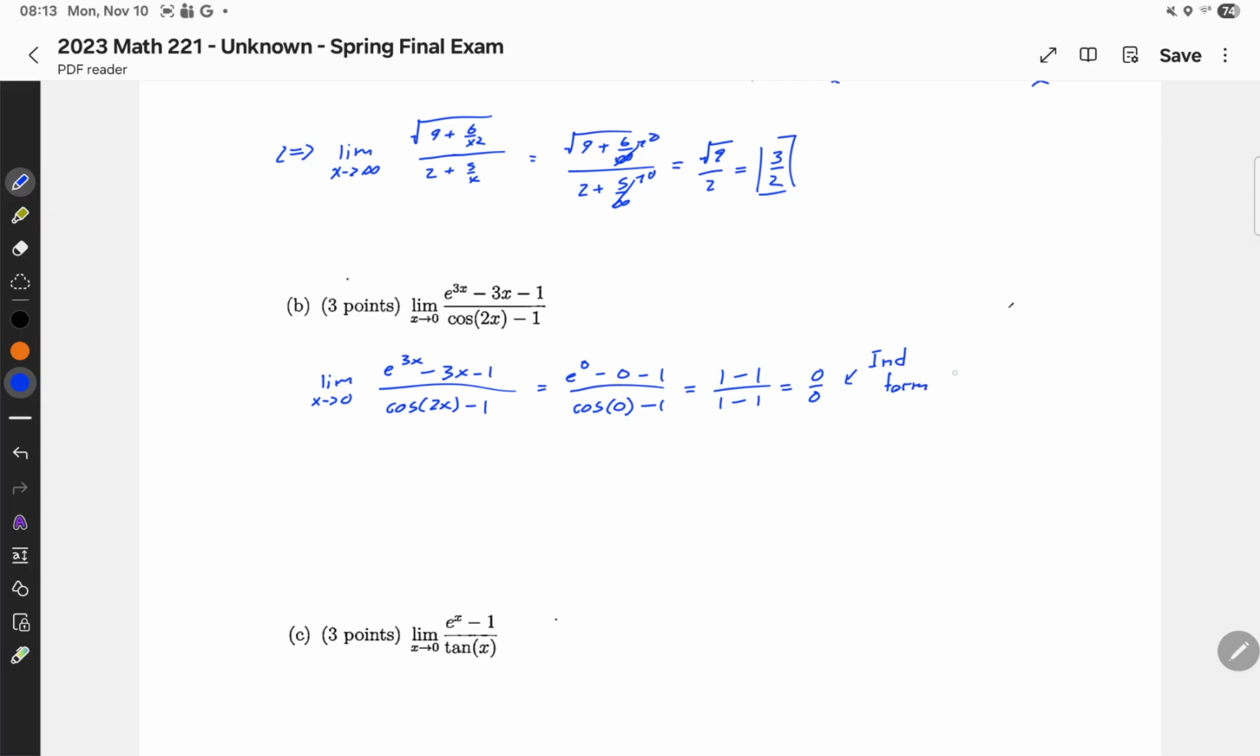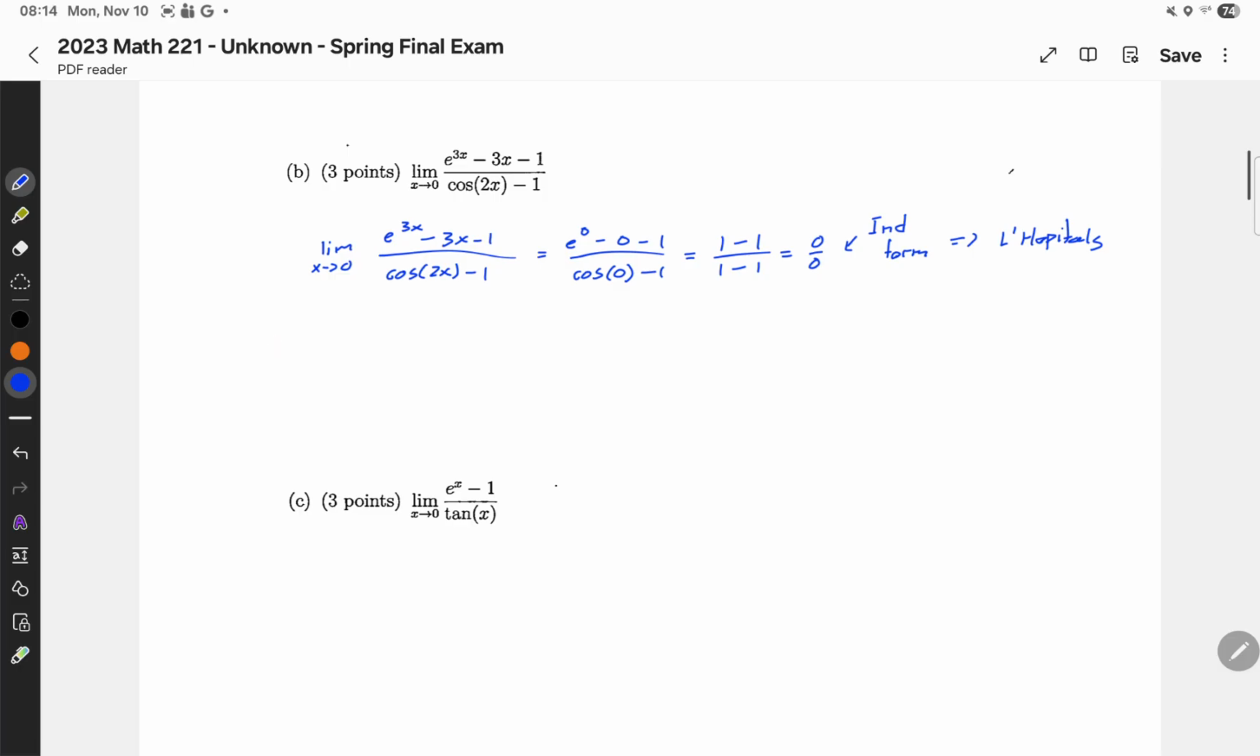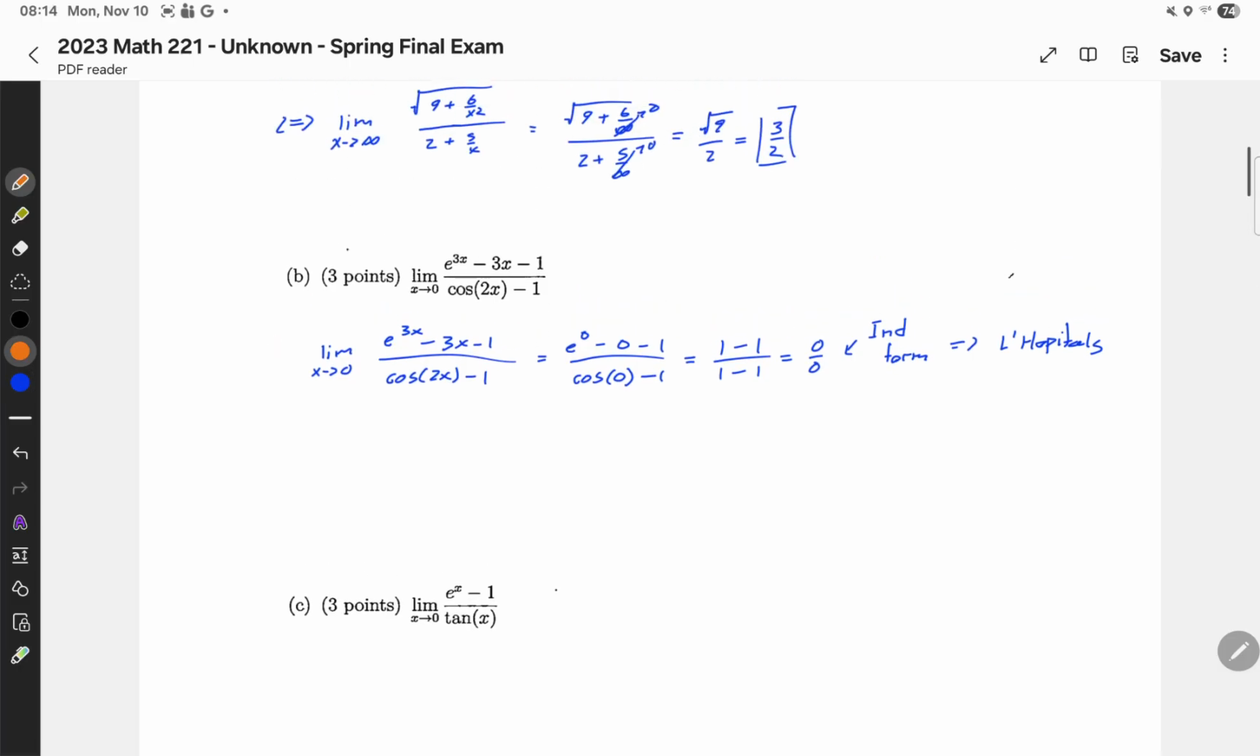This is one of our indeterminate forms, which means we can use L'Hopital's. By L'Hopital's, I'll write it up here real quick. If we have the limit of f of x over g of x, and this is equal to one of our indeterminate forms like 0 over 0 or infinity over infinity, we can rewrite it as the limit of f prime of x over g prime of x. And these two things will be equivalent. Not equivalent to the 0, but equivalent to the limit, right?